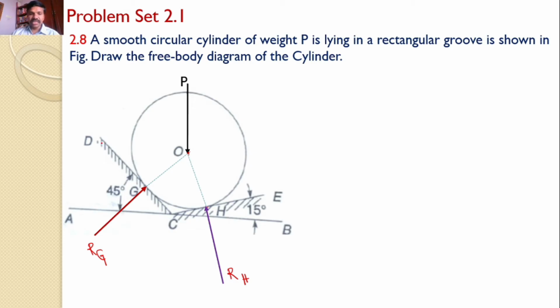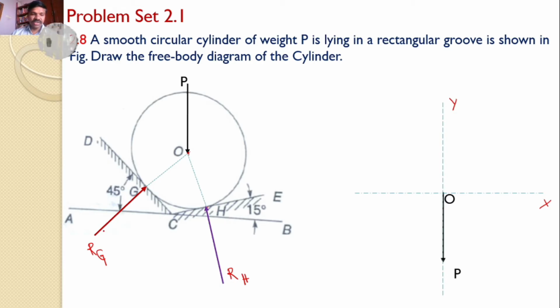Let us draw this onto a separate XY axis. Let us consider this is my X axis and this is my Y axis, and this is the center O. Now what are the various forces? Let us transfer all these forces onto this XY plane. The first force is the self weight P. Here the P is here and the magnitude is P.